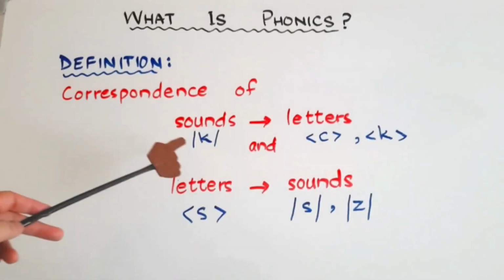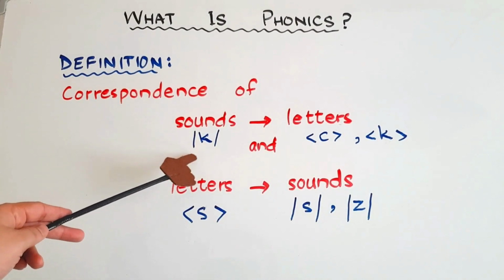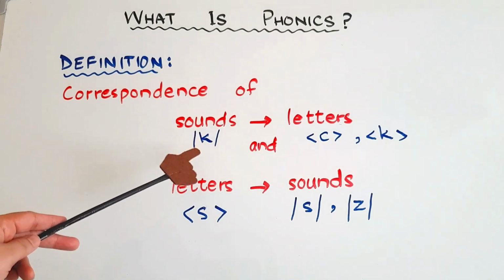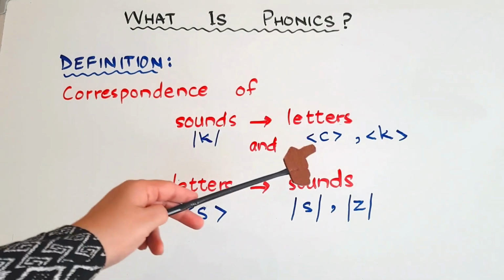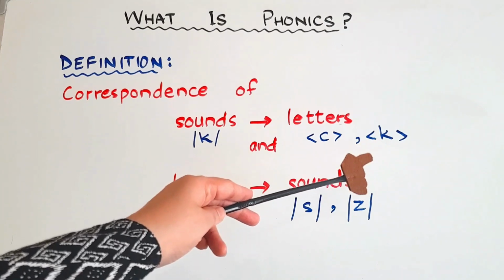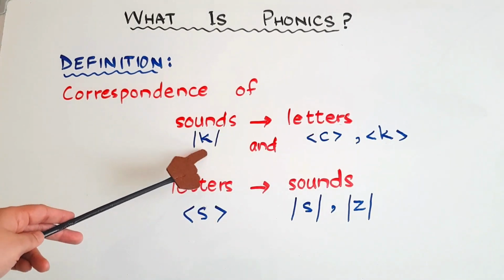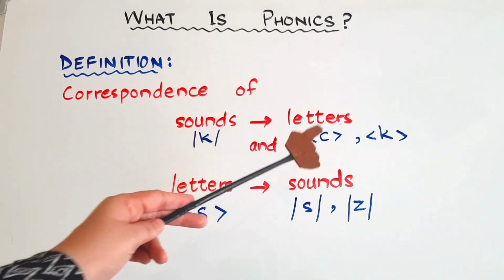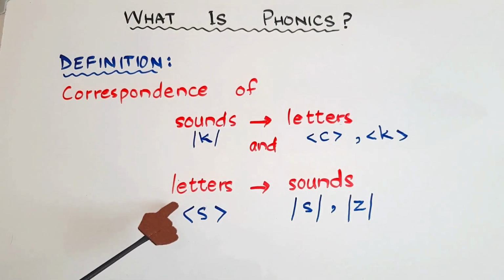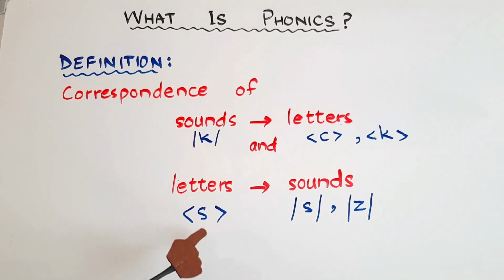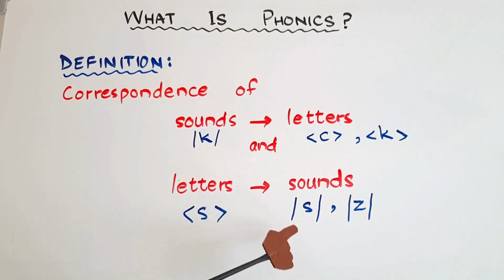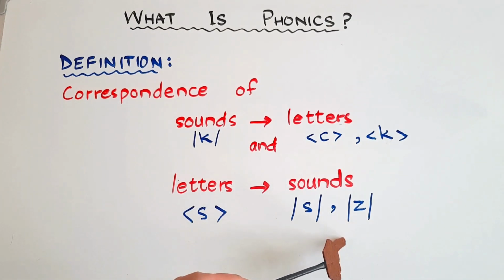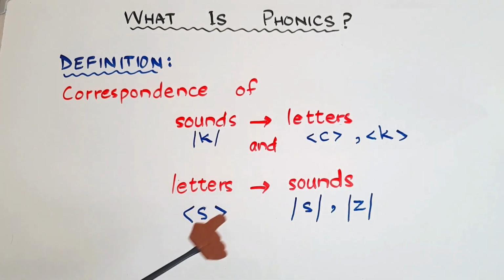For example, the sound is k, and how you can represent it with the letter C or letter K. They both can say the k sound. So this is the relation of the sound with the letters. Secondly, we have the letter S. It is S, and how it can sound? It can sound S or Z. These are the two sounds of letter S.